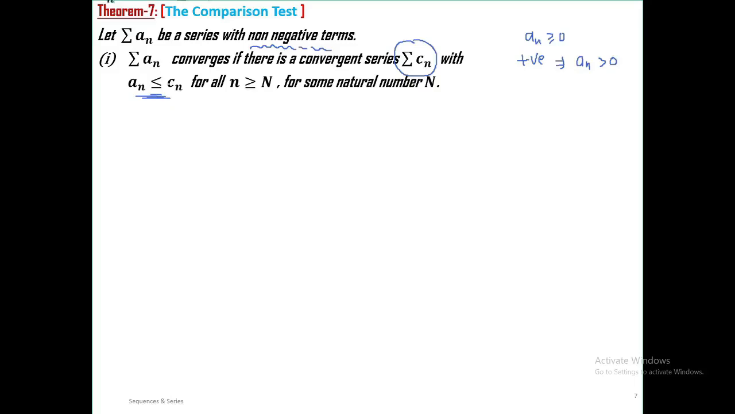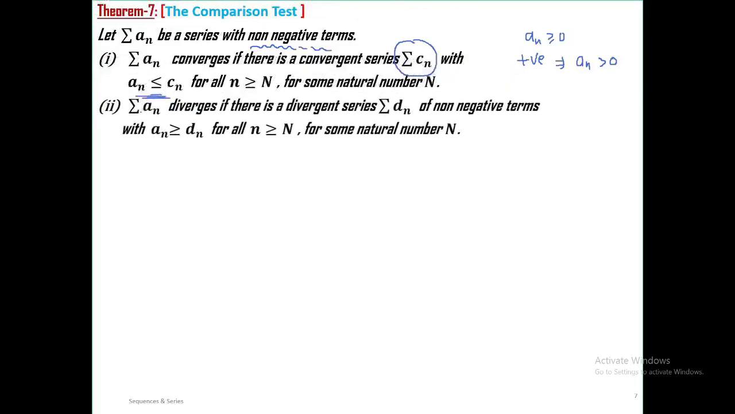Similarly, the second statement: the series an diverges if there is a divergent series dn of non-negative terms with an more than or equal to dn for all n more than or equal to capital N, for some natural number N. So if I want to conclude an diverges, I need to find a proper lower bound which is divergent. If the lower bound series dn diverges, then obviously the upper bound diverges. If the upper bound converges, obviously the lower bound converges. That's the theorem statement. Let's look at the proof. Listen carefully.